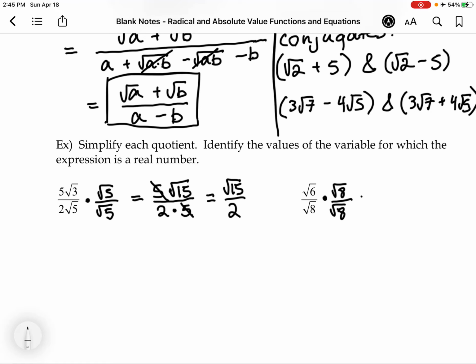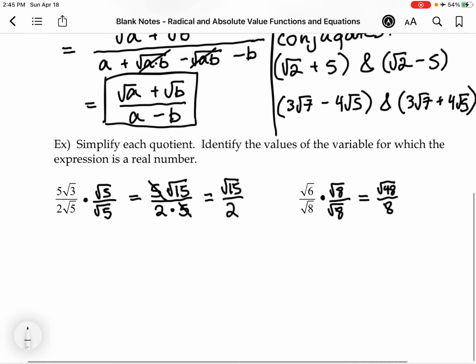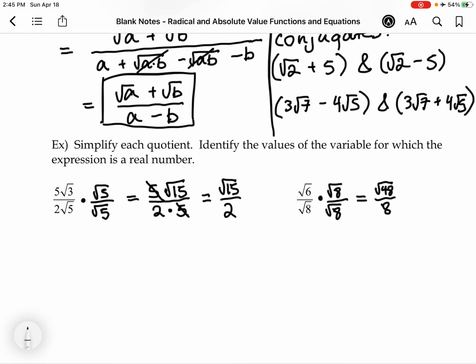Okay, now what you're going to get is 6 times 8 is 48. So the square root of 48 over 8. Now what we need to do is see if there's any perfect square factors in 48, or if there's any pairs of primes. So I'm going to start with 48 and prime factorize that. So it's 2 times 24, and 24 is 2 times 12, and 12 is 2 times 6, and 6 is 2 times 3.